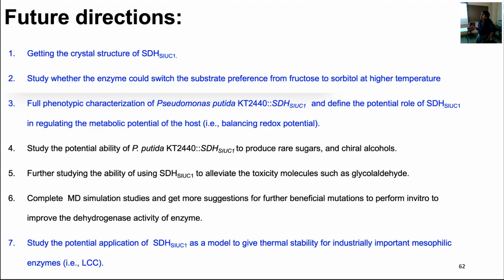So in future directions, first of all, we have to get the crystal structure of STH-SiUC1 because it would help us to confirm most of these properties that we came up with in the study. And we also need to study whether the enzyme can switch its substrate preference at higher temperature levels like 85 Celsius. And also we need to do a full phenotypic characterization of Pseudomonas mutata KT2440 to study the potential role of STH-SiUC1 in this organism.